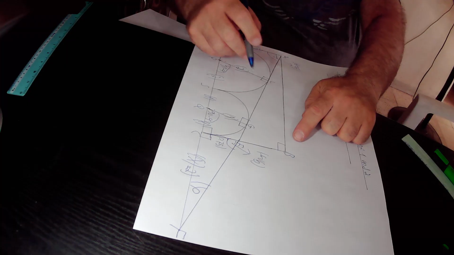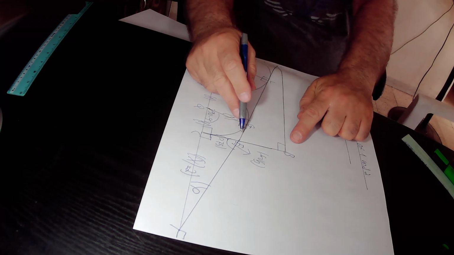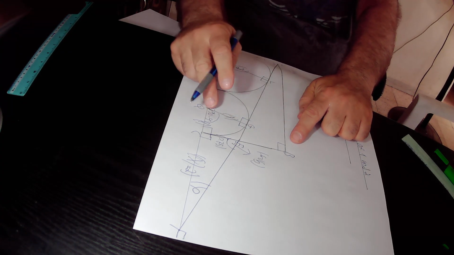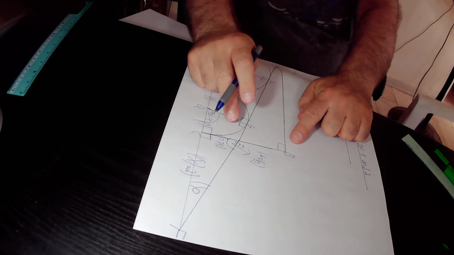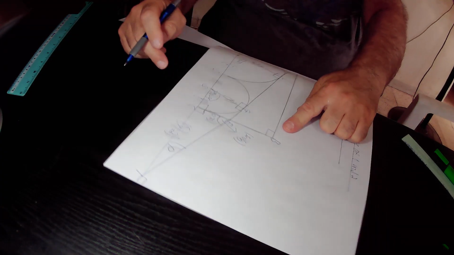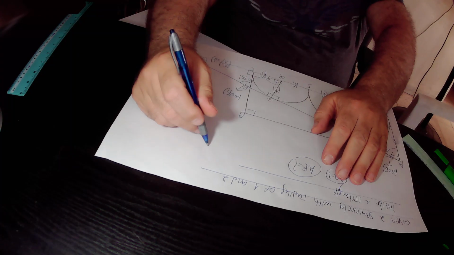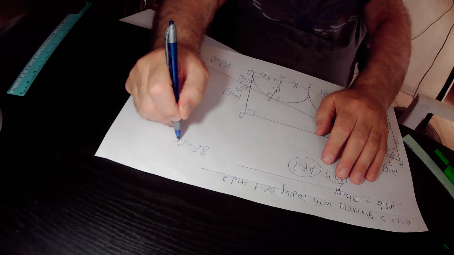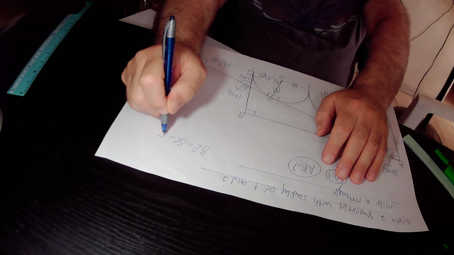So what is the length of this missing side BE? From the drawing it is very easy to see that BE equals BC minus EC. Again, BC minus EC equals BE. So I write it down. We found out that BE equals BC minus EC.